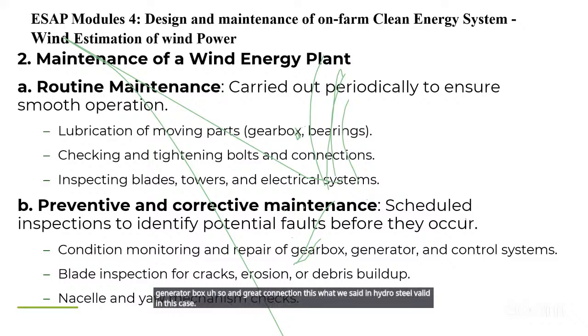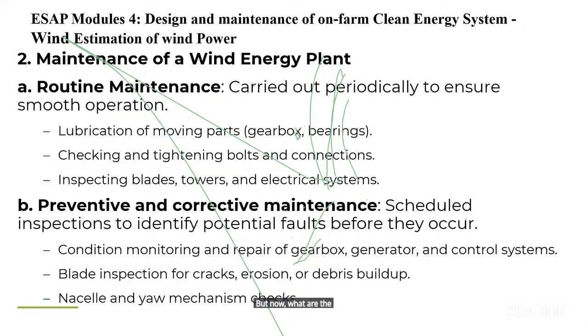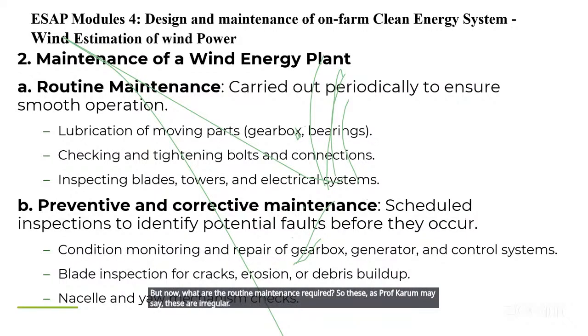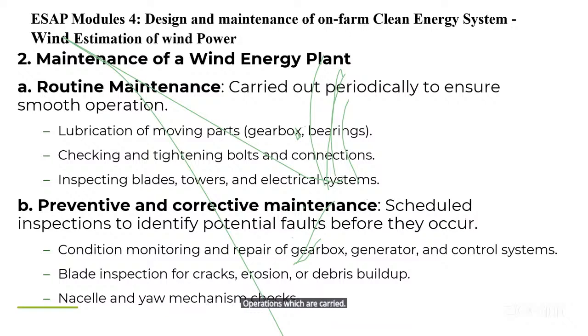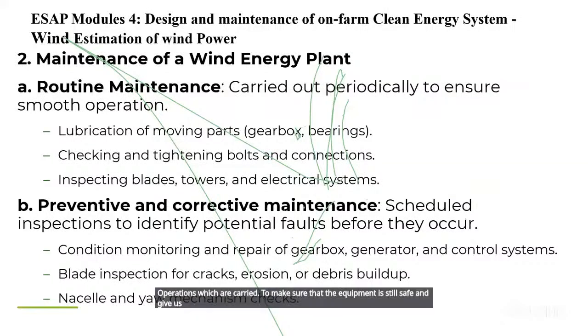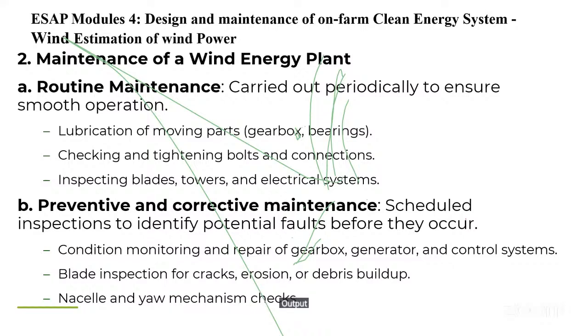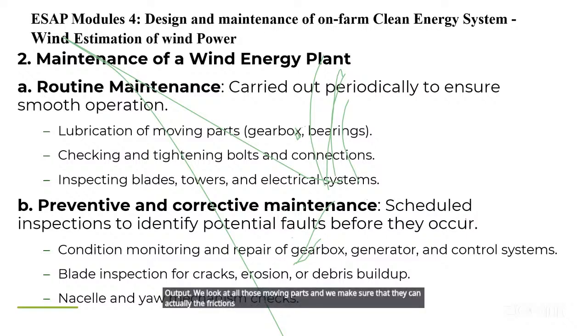But now, what is the routine maintenance required? So these, as Prof. Karume said, these are regular operations which are carried out to make sure that the equipment is still safe and gives us sustainable energy output. So we look at all those moving parts and we make sure that the frictions are reduced. So you need a lot of lubrication to assist in that, and that will be there for the gearbox and all the bearings.